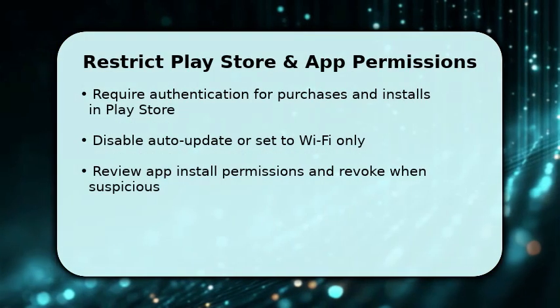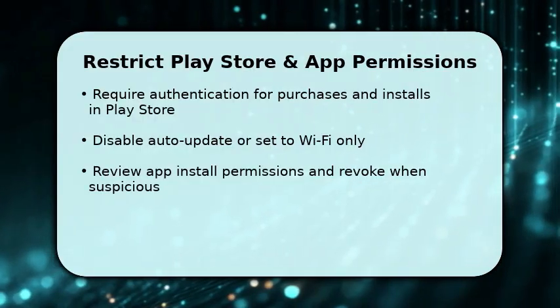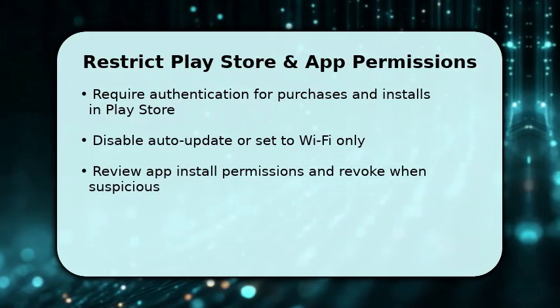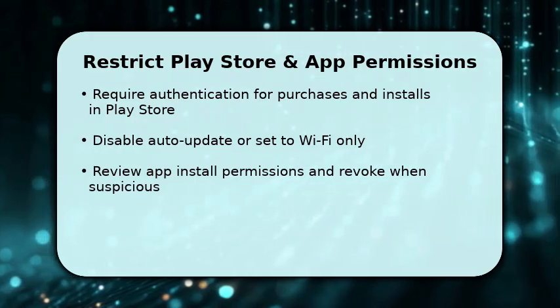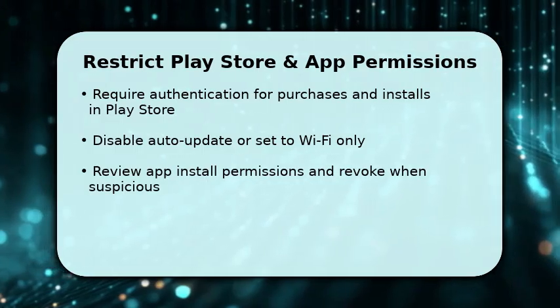Once the unknown sources are off, open Google Play Store and require authentication for purchases and installs, so apps can't be added without your consent. Then, disable auto-update or set updates to Wi-Fi only to prevent automatic installations you didn't expect.